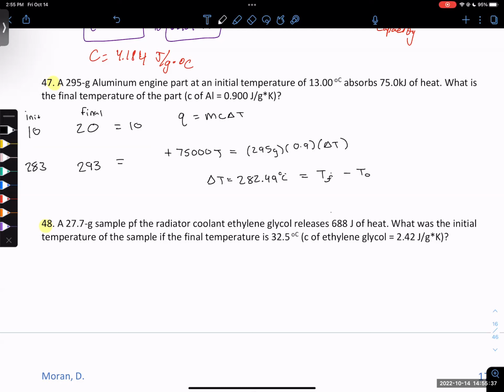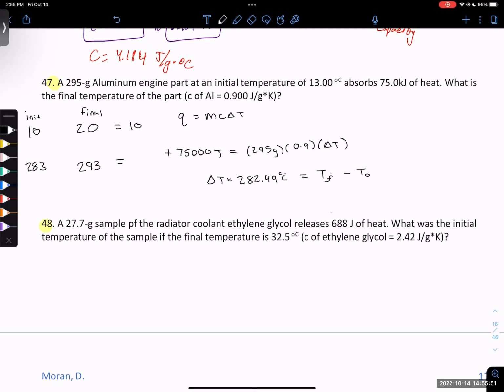But the thing is, if I converted 13 to Kelvin, I'm going to be subtracting 286. But if you just subtract 13, you're going to get a way higher final temperature. But you don't need to convert it to Kelvin in the final.